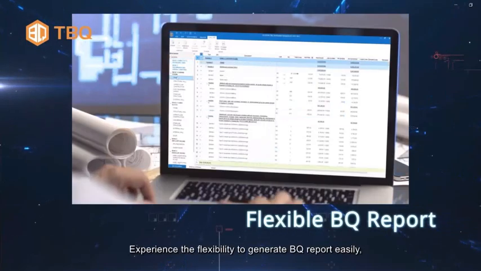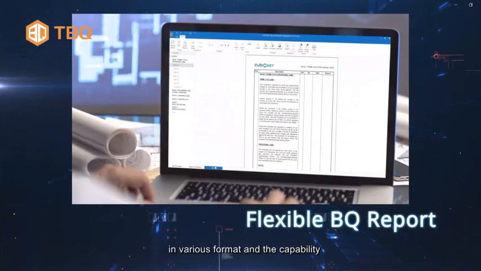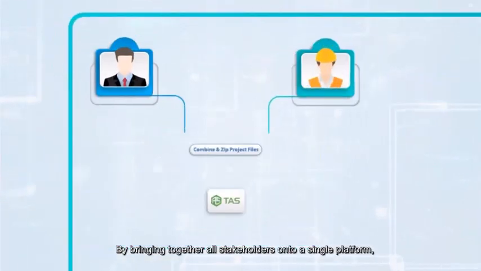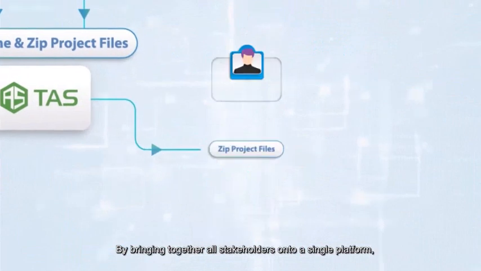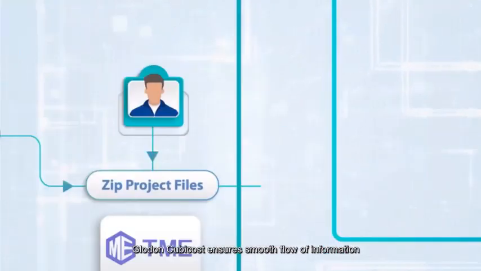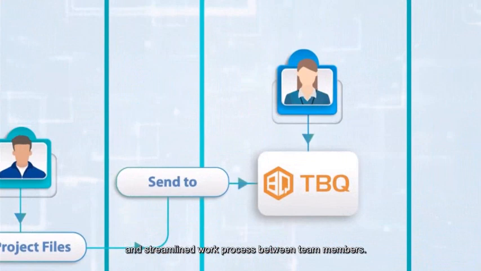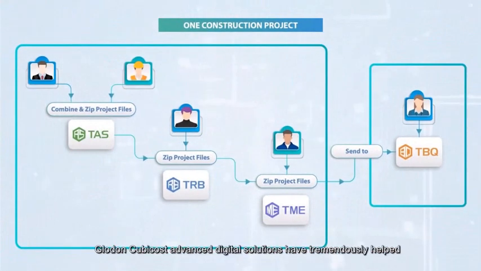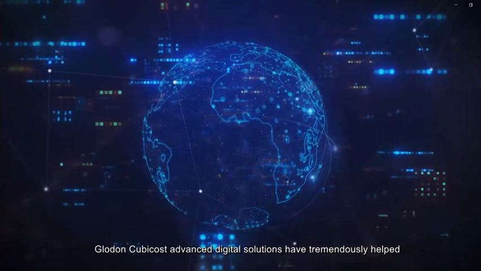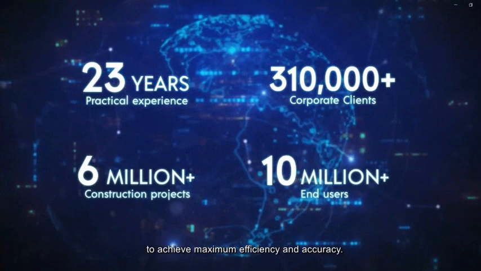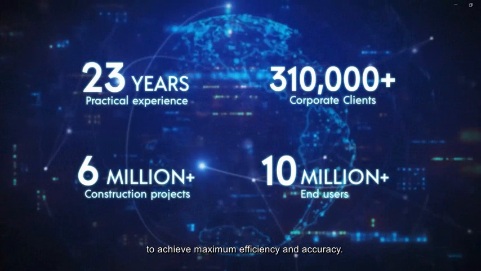Experience the flexibility to generate BQ report easily in various formats and the capability to collaborate with other project stakeholders. By bringing together all stakeholders onto a single platform, Global Cubicost ensures smooth flow of information and streamlined work process between team members. Global Cubicost advanced digital solutions have tremendously helped AEC firms to accelerate their efforts towards the digital transformation to achieve maximum efficiency and accuracy.